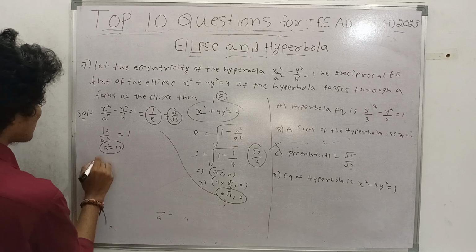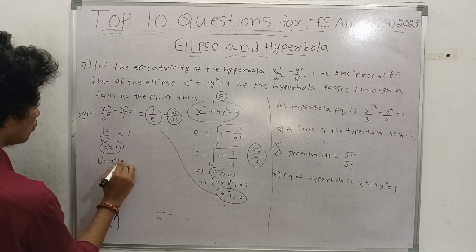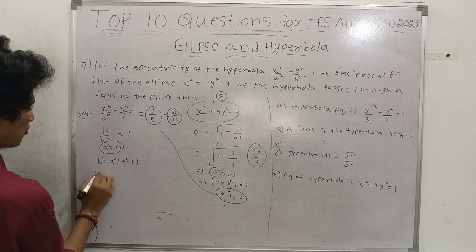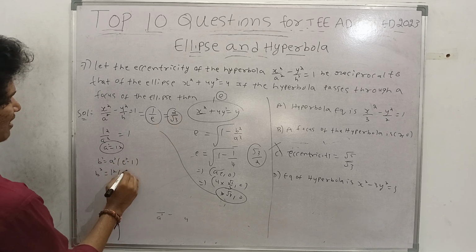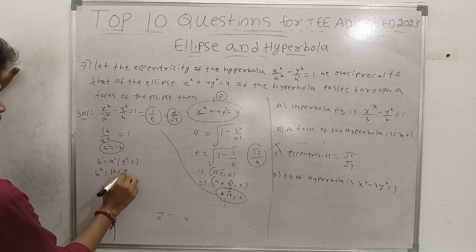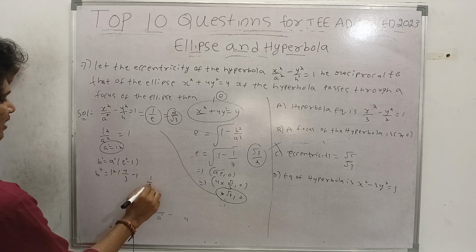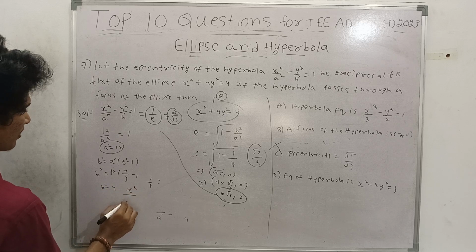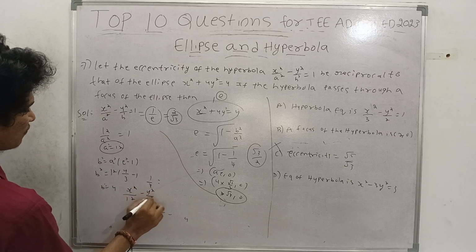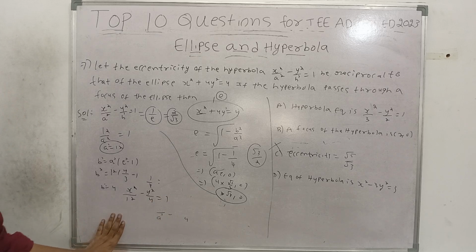And also, what is the eccentricity formula? b square equal to a square into e square minus 1 for a hyperbola. So b square equal to, what is a square? 12. What is e square? e square is 4 by 3 minus 1, so it will be 1 by 3. It will be 4. So b square equal to 4. So x square by 12 minus y square by 4 equal to 1. This is the equation for the hyperbola.